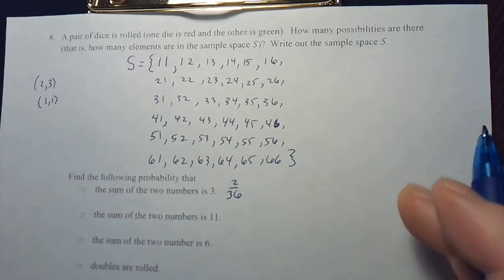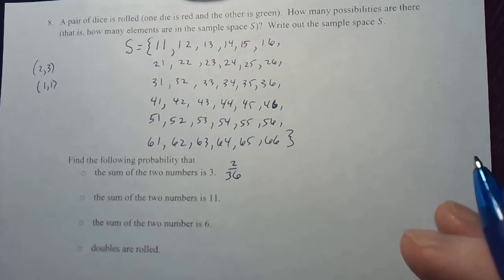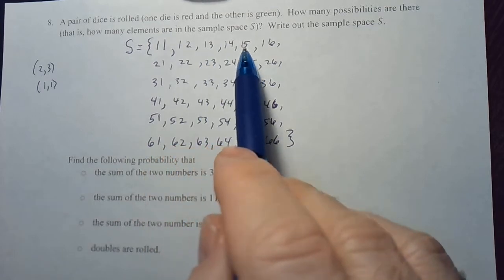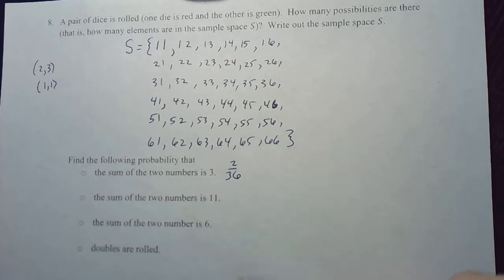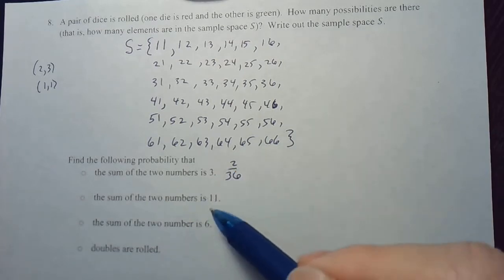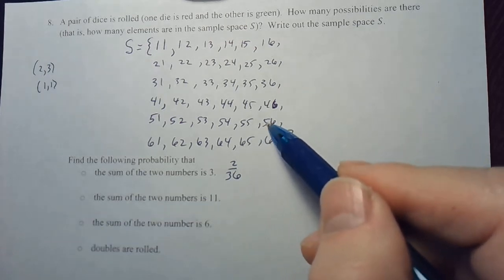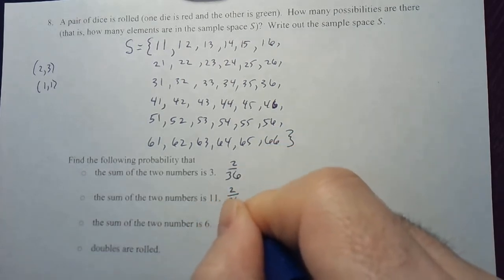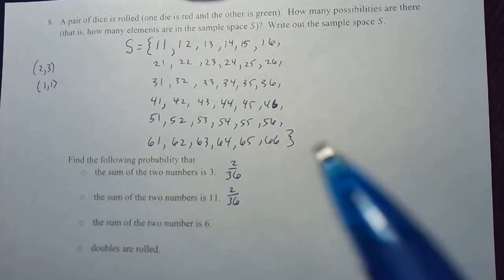Okay, the next one. What's the probability that the sum of the two numbers is 11? I need to know how many of these individual outcomes, how many of those 36 outcomes would give me an 11? The only way to get 11 on 2 dice is a 5,6 or a 6,5. These two. So again we get 2 out of 36. So it's equally likely to roll a 3 as it is to roll an 11.